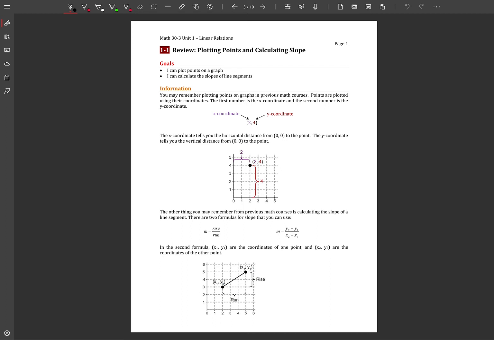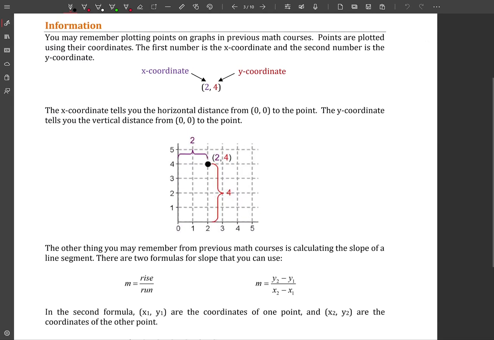All right, everyone, so we're into a new unit here. We're doing linear relations now. We're starting with lesson 1, just a review of plotting points and calculating slope. This is just material from Math 20.